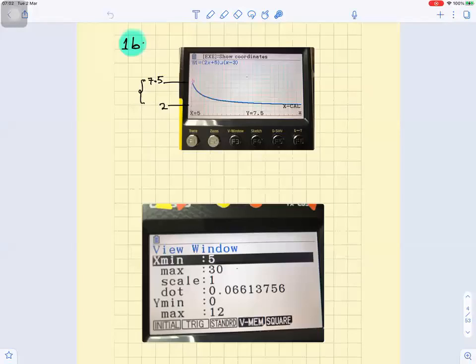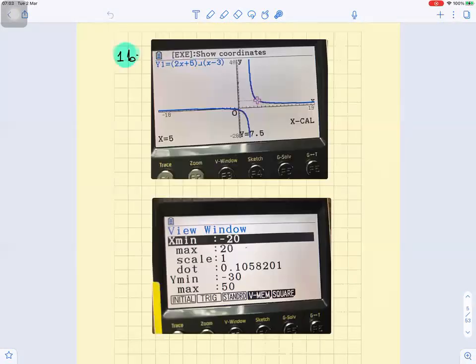And when you put the graph in your graphics calculator, use these values for x minimum, x maximum, y minimum, y maximum, so that you can see it clearly. You can see the whole graph in the calculator. Also, if you go from minus 20 up to 20 on the x-axis, and from minus 30 up to 50 on the y-axis, you will see a complete graph.